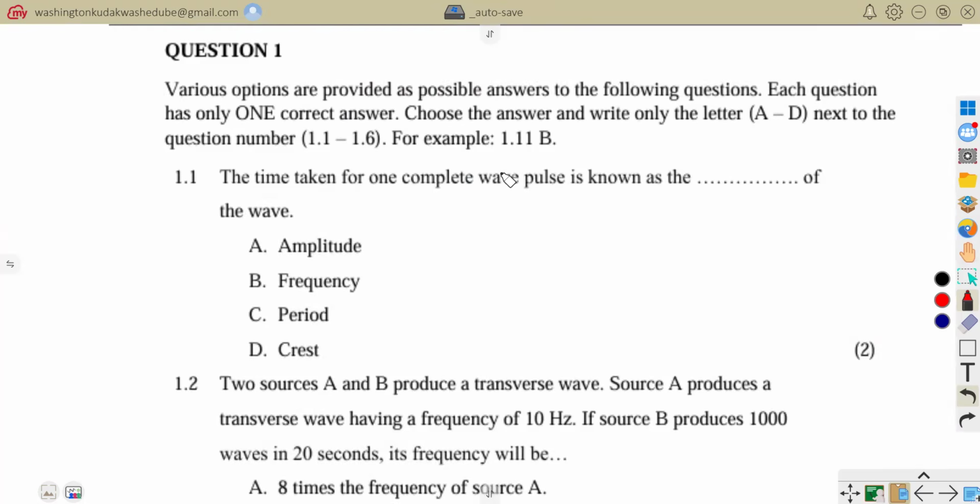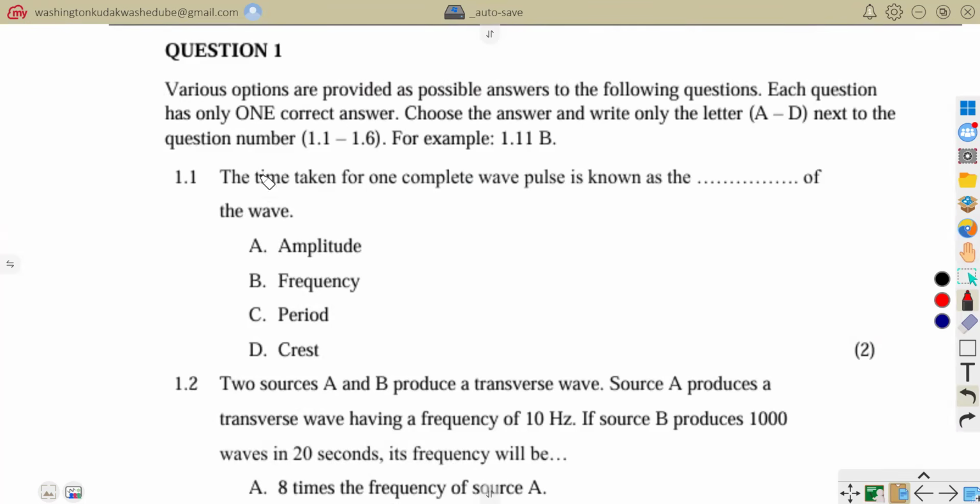Now, question number 1, as usual, will be multiple choice questions. This question paper had 6 multiple choice questions, out of 12 marks, each question having 2 marks. You are always given 4 options, which are A, B, C, as well as D. You need to choose only one option. You only have one correct option, which is the most accurate.